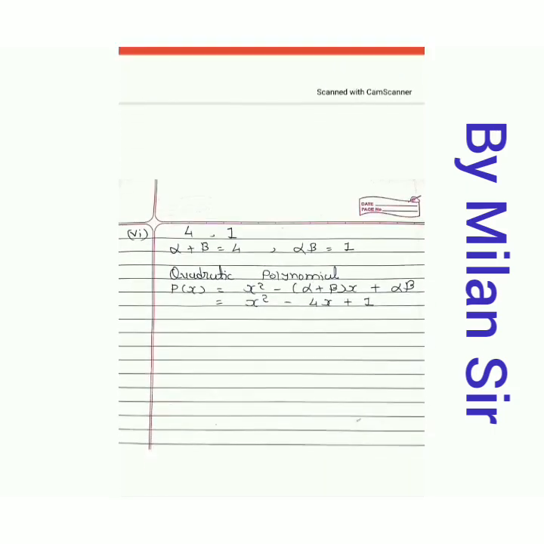Last question, question number 6. Here our first value, alpha plus beta, is equal to 4. Second value, alpha into beta, is equal to 1. Again we use the same formula here. x square as it is, alpha plus beta 4 and alpha into beta 1. So this is our final answer.